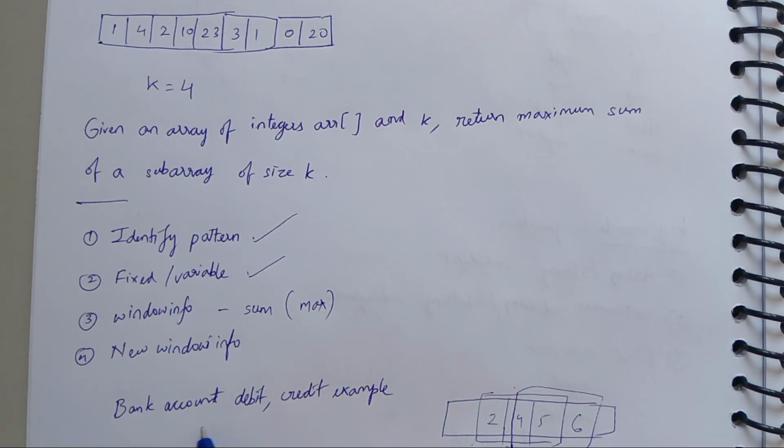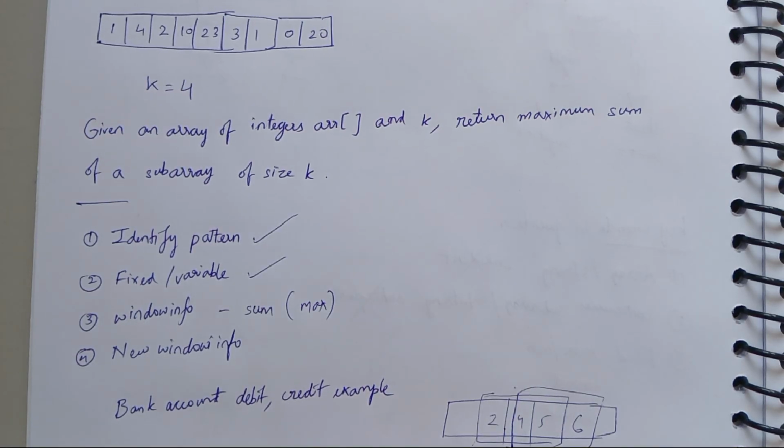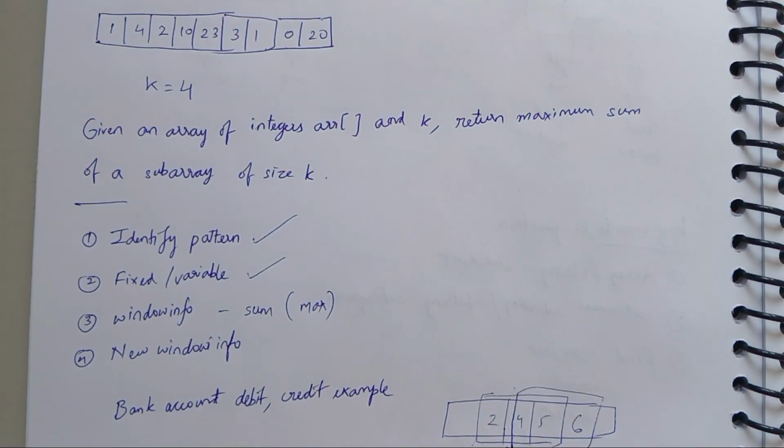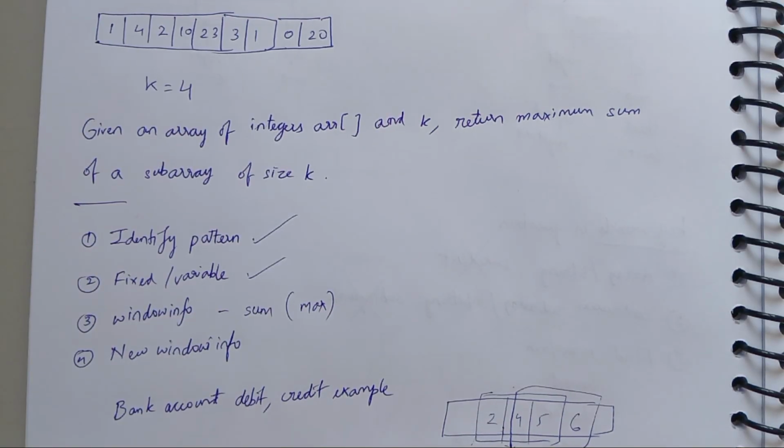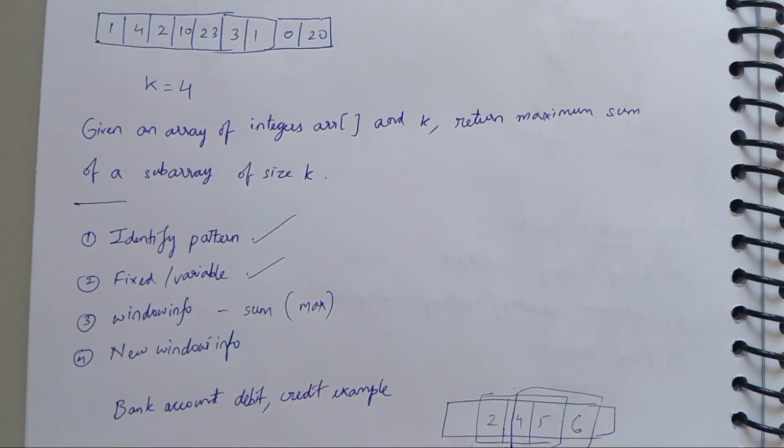Suppose we have a bank account and it has 500 rupees. Now if 20 rupees gets debited and 40 rupees gets credited, then instead of adding all the transactions in the 500 account, we just do minus 20 and add plus 40. In a similar way, we just do minus 2 and add plus 6. Then we will get the new sum, that is 11 minus 2 is 9, 9 plus 6 is 15. So this is the logic of the program.